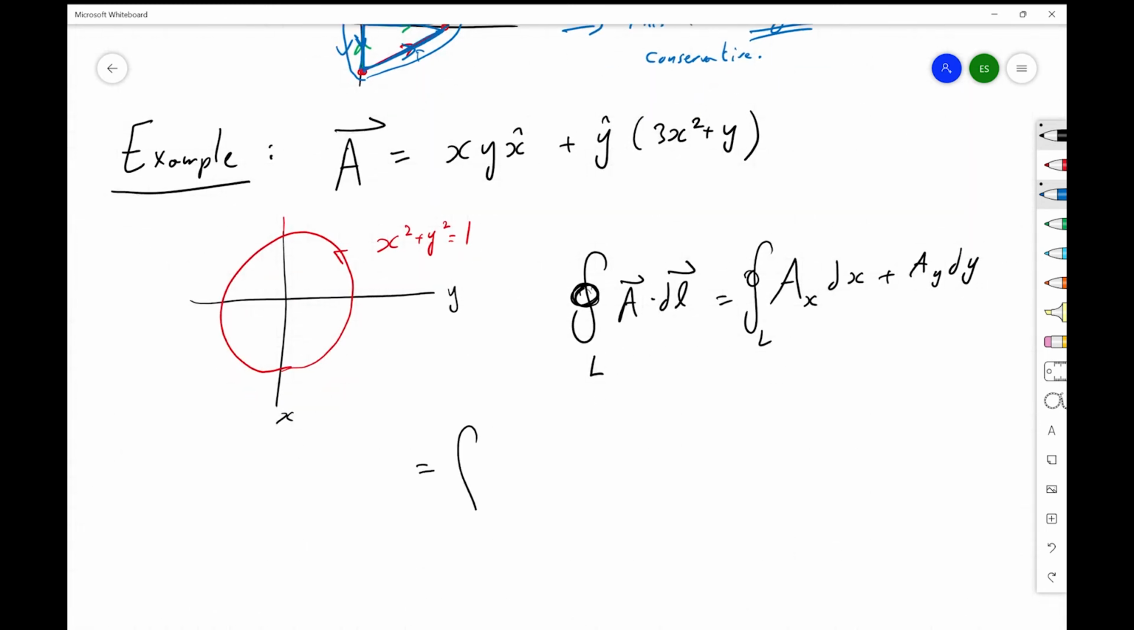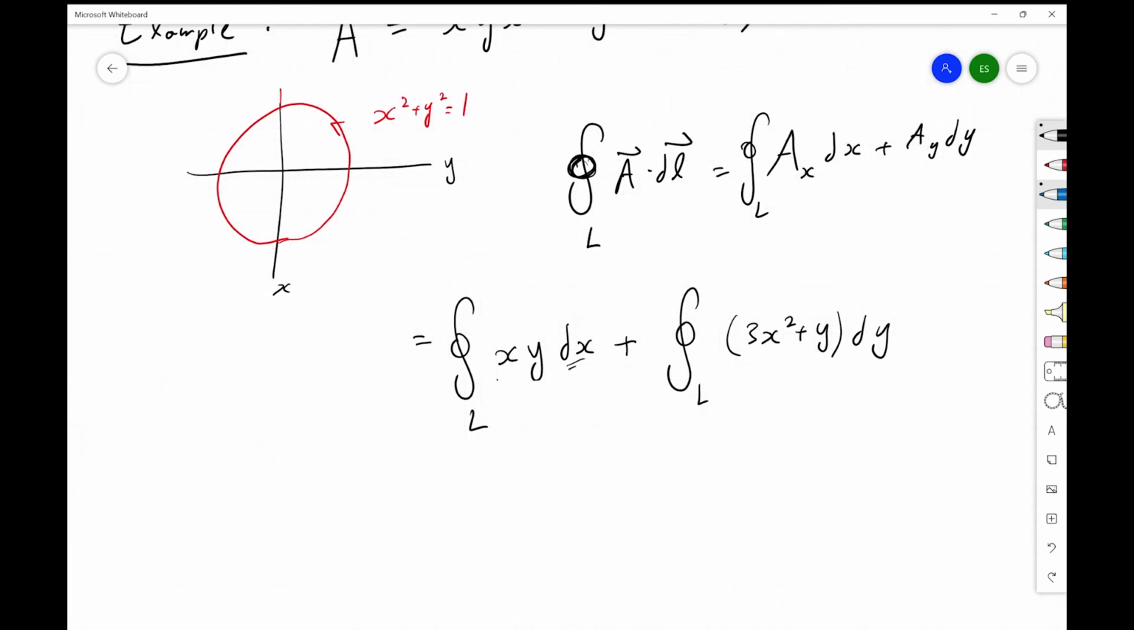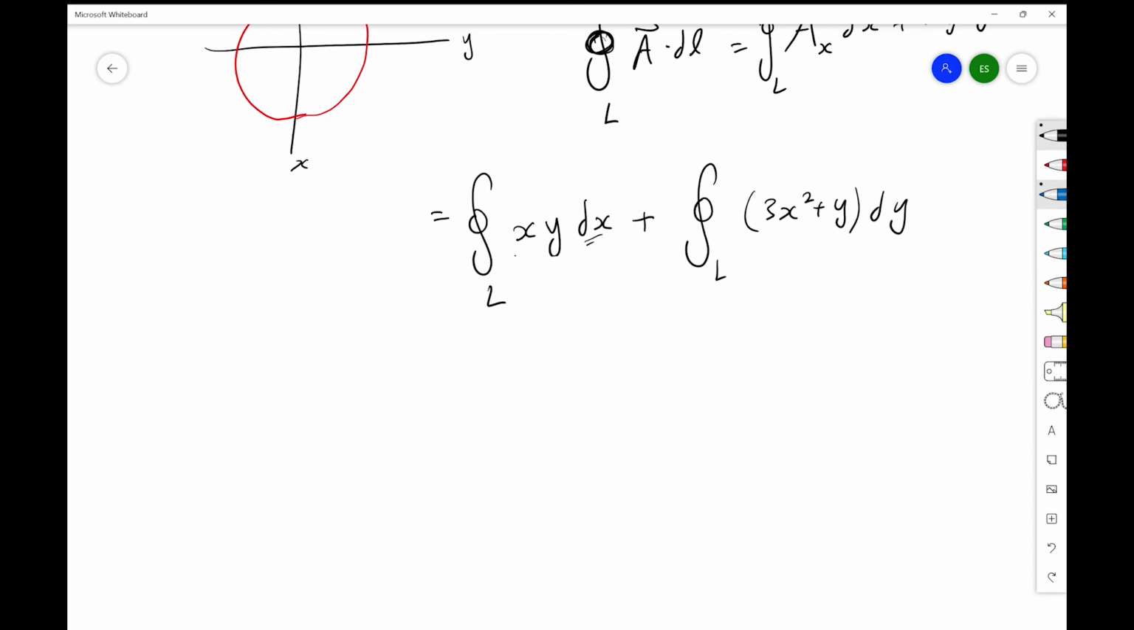So this is going to equal, what's Ax? Ax here is xy, right? xy dx. And then what's Ay? Ay is 3x squared plus y. Notice here, when integrating with respect to dx, we don't have the luxury of this integrand being just x or functions of x. y is involved there. Okay, so as we move along the circle, y is going to be a function of x. How will y be a function of x as we move along the circle?